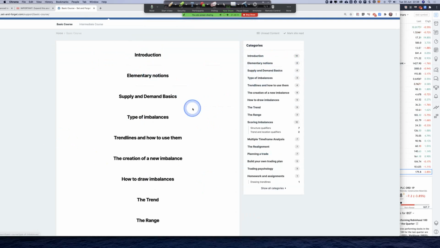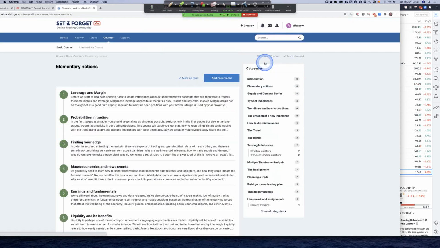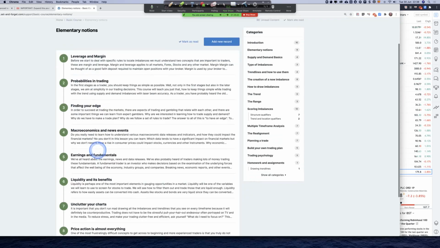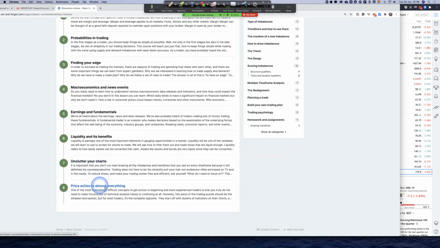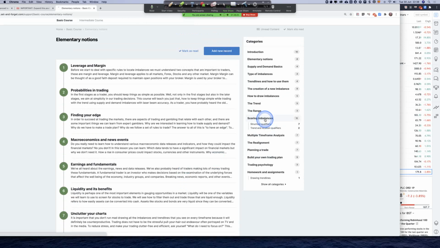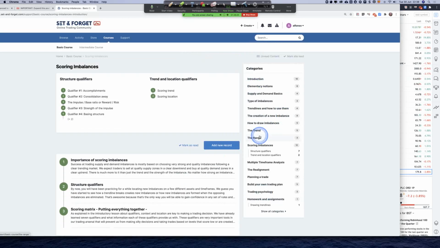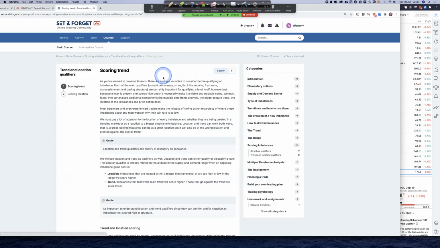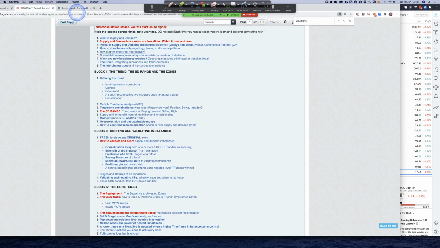So for example, let's go to elementary notions. Here you've got leverage and margin, probabilities in trading, finding your edge, macroeconomics, earnings, liquidity, price action is almost everything. When you go here to scoring the amounts, this is all brand new lessons. We're going to use the qualifiers, accomplishment, consolidation, the impulse, the reward risk, the strength of the impulse, the basic structure, scoring the trend, scoring location, how to put together everything. You're going to see that.